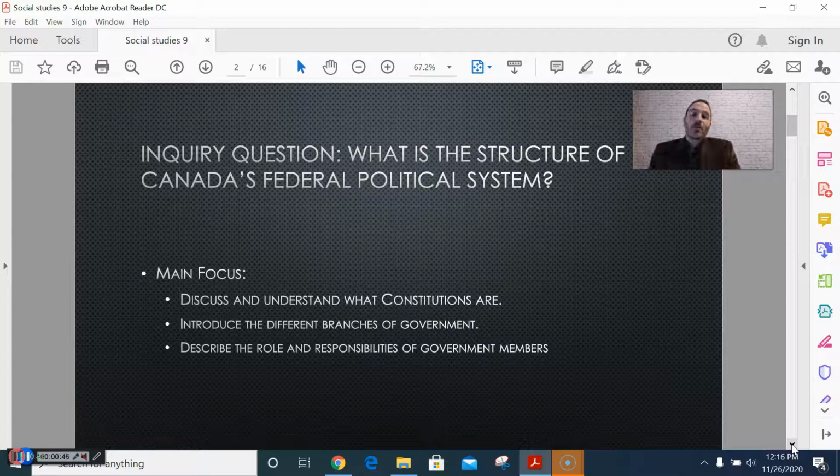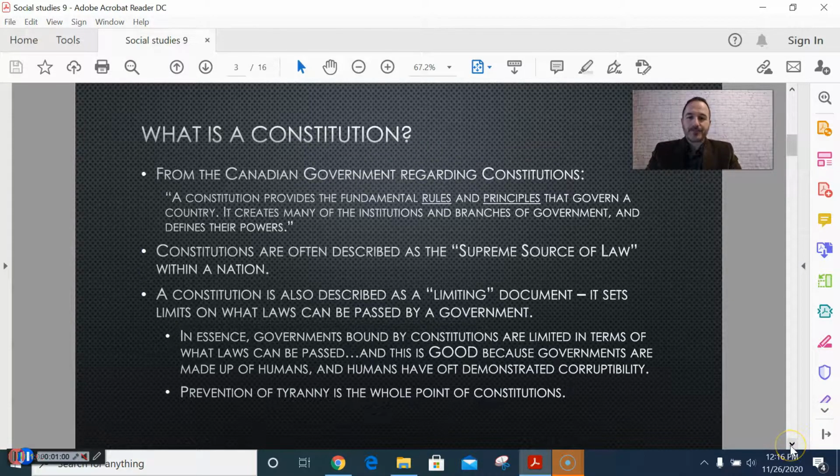And then lastly, we're going to talk about the role and responsibilities of these different government members, right? What their jobs are in terms of these branches. So let's get moving. Let's keep going here. So first of all, guys, constitutions. You've probably heard the term before, right?